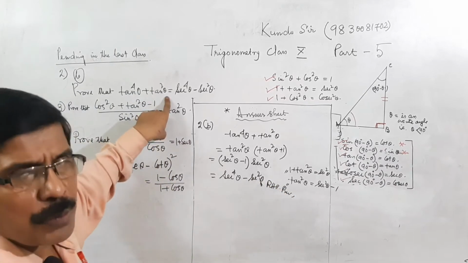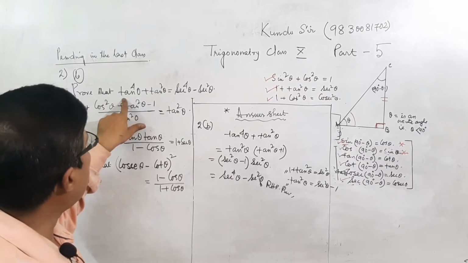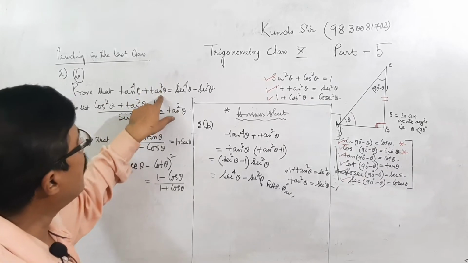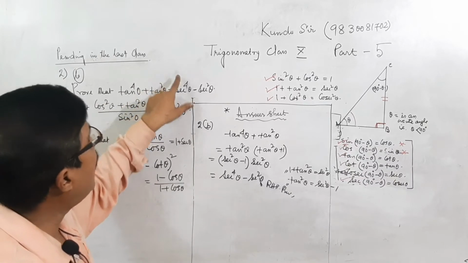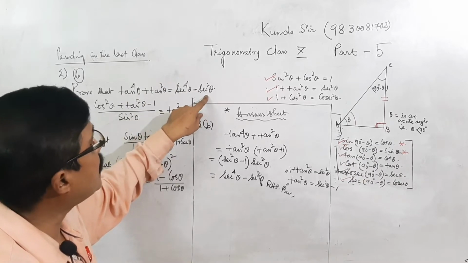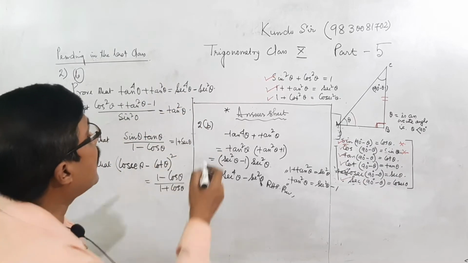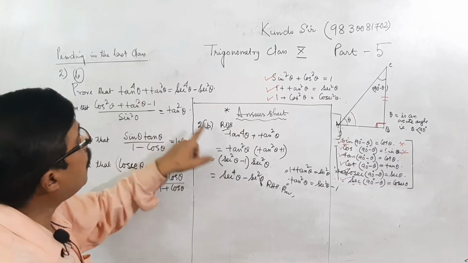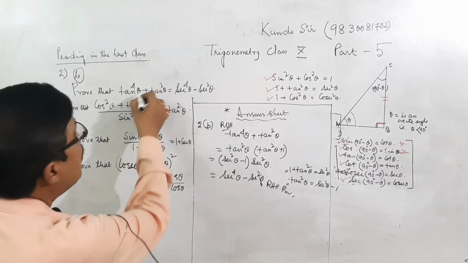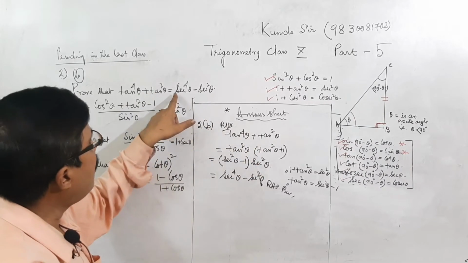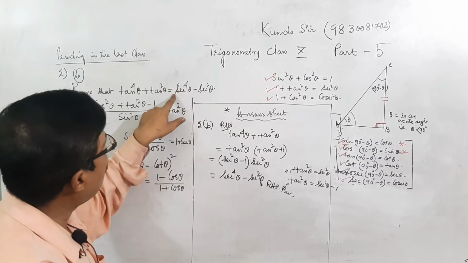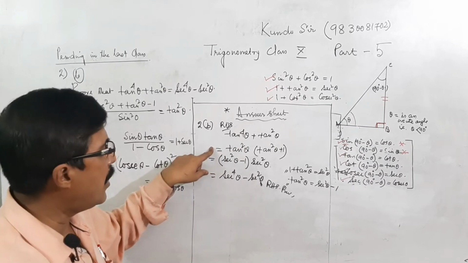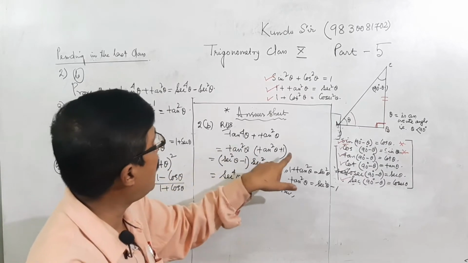First you observe the problem. In the problem, tan to the power 4 theta plus tan square theta equals sec to the power 4 theta minus sec square theta. Taking the left-hand side, tan to the power 4 theta plus tan square theta, our required answer is in terms of sec. So we take tan square theta common, and we get tan square theta plus 1.